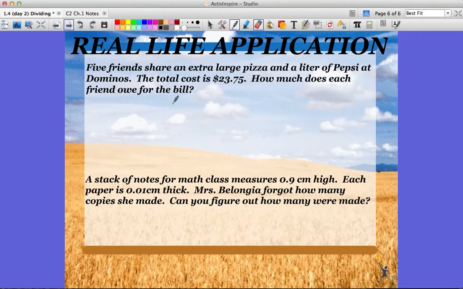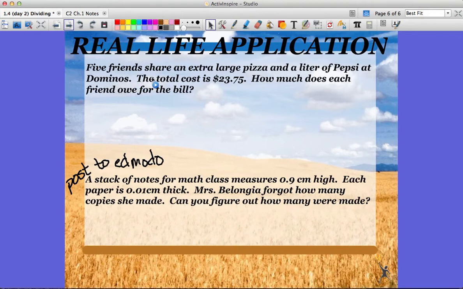Alright, so what you're going to do here, we will do this problem together, and then this problem will be your post to Edmodo. Okay. So the important information here: 5 friends share an extra large pizza and a liter of Pepsi at Domino's. The total cost is $23.75. How much does each friend owe for the bill?